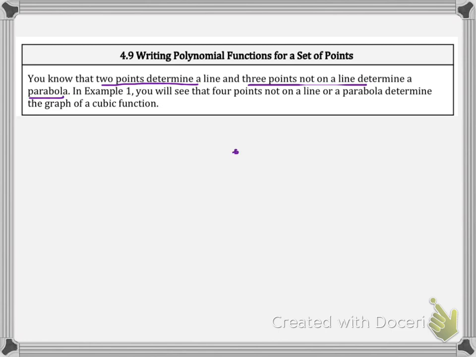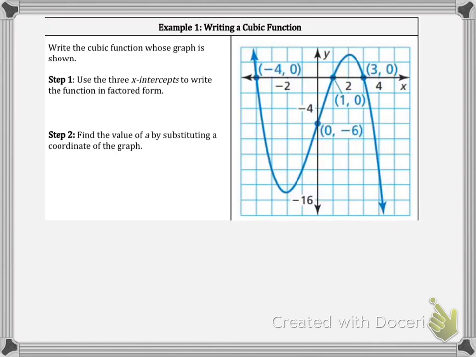All right, so for example, if I had these 2 points here, and then a third point could be anywhere, say here, that would be a parabola, right? And we would just choose any 3 points anywhere. Then you could say maybe this would be this type of parabola. So that is what this is saying. In example 1, you will see that 4 points not on the line of a parabola determine the graph of a cubic function. So here is example 1.